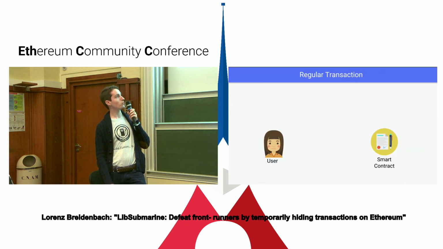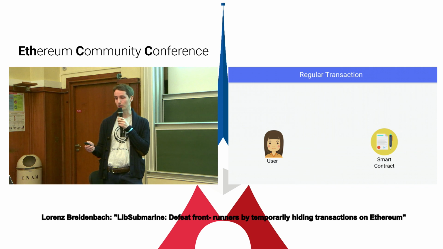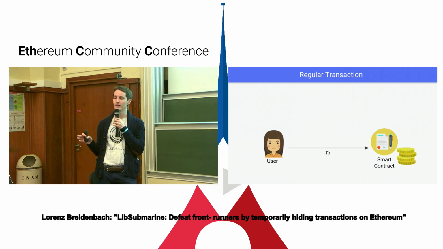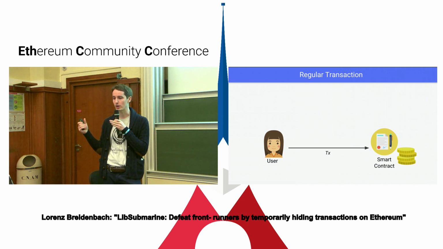So let's look at what went wrong here in the example of the DEX contract. The issue is that the user broadcasts some transaction to the contract, and this is observable to everybody. And it's not just the transaction that's observable, but also the amount that's attached to it. So both the data and the amount of money you're sending to the contract. And this is leakage that you don't want.